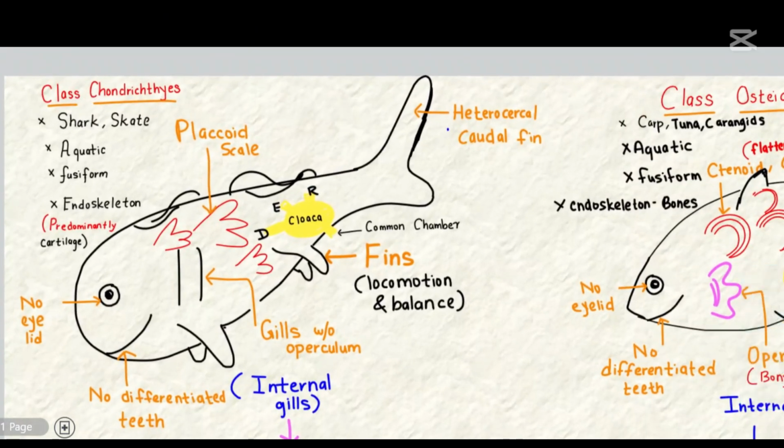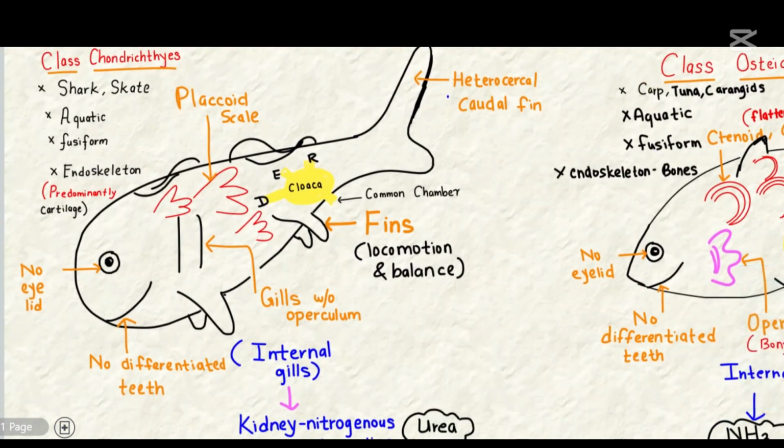So class Chondrichtyes, you have to remember examples as rays, sharks and skates. Then we have to mention their habitat. So these are very common points like aquatic. And they have a fusiform body shape. Now this term fusiform comes under Unit 5 when it comes to the adaptations for swimming and all. But you can also mention the term streamlined.